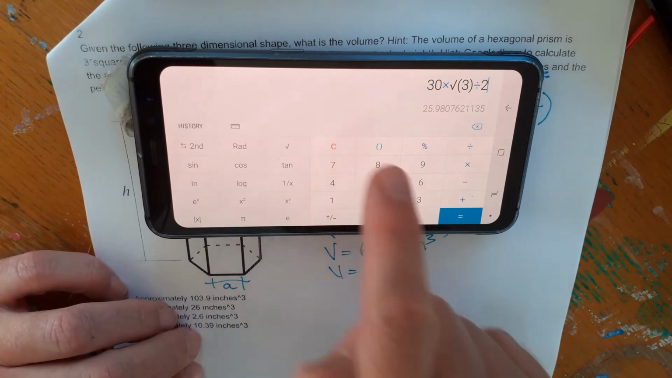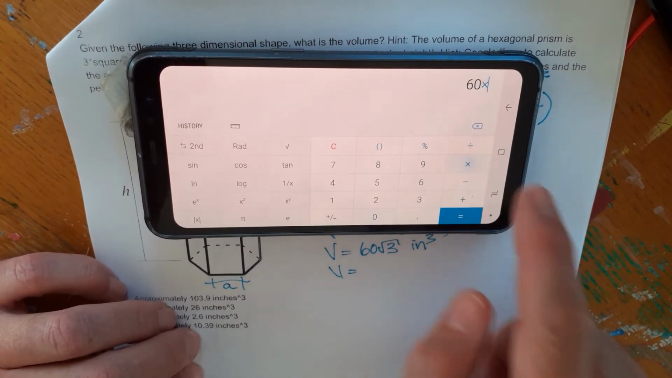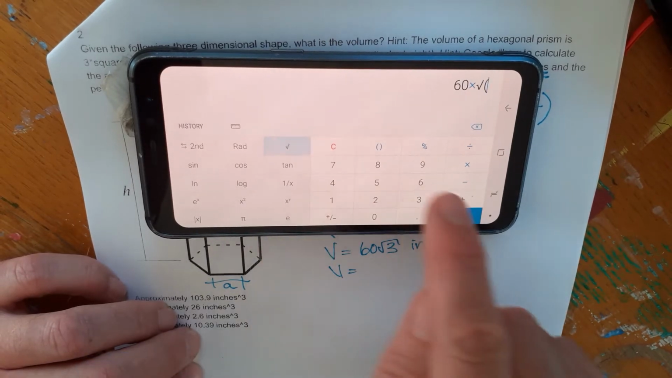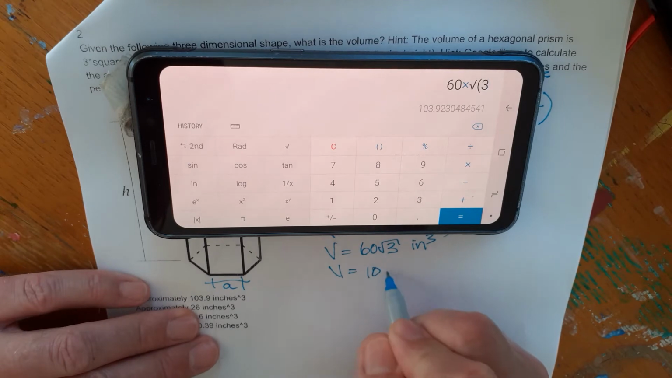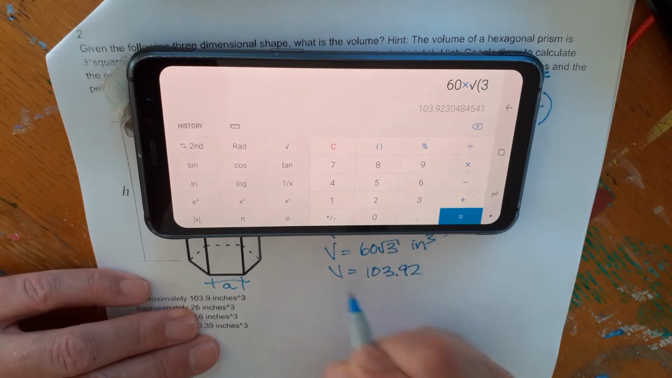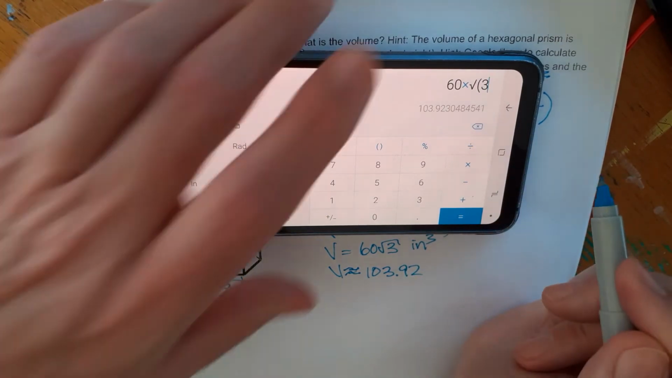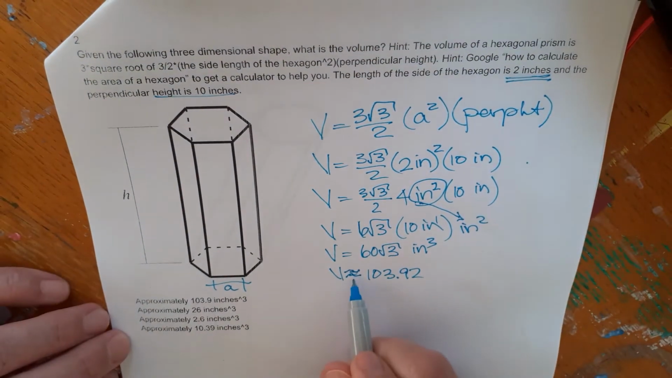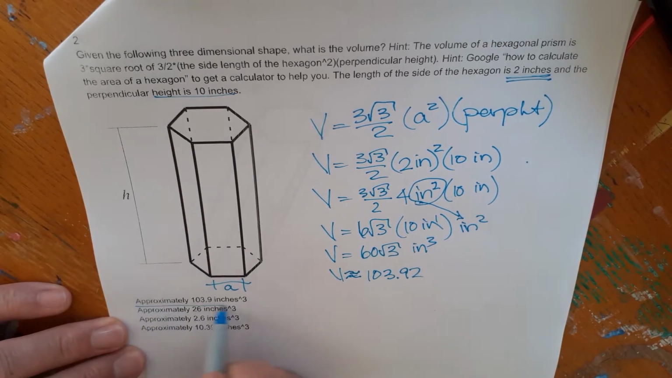Let's back this out. Clear. 60 radical 3. 60, and that's a times between there. 60 times square root of 3. It says it's giving me 103.92. I better make this an approximately equal to, because I'm truncating all those digits, or cutting off. That means I'm less accurate, so I better say approximately equal 103.9 approximately.